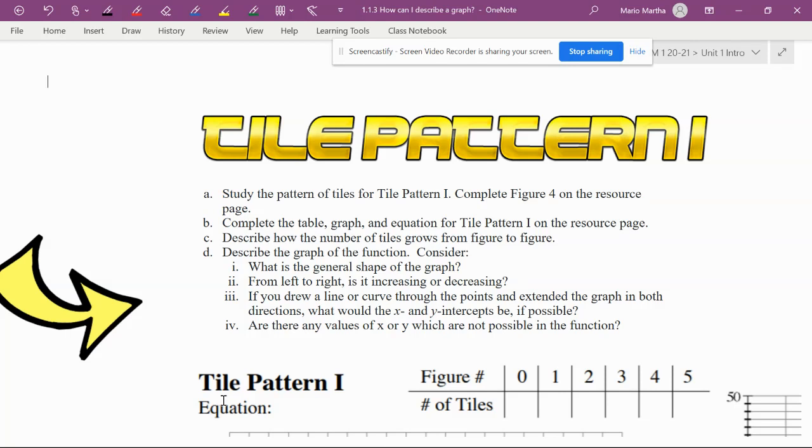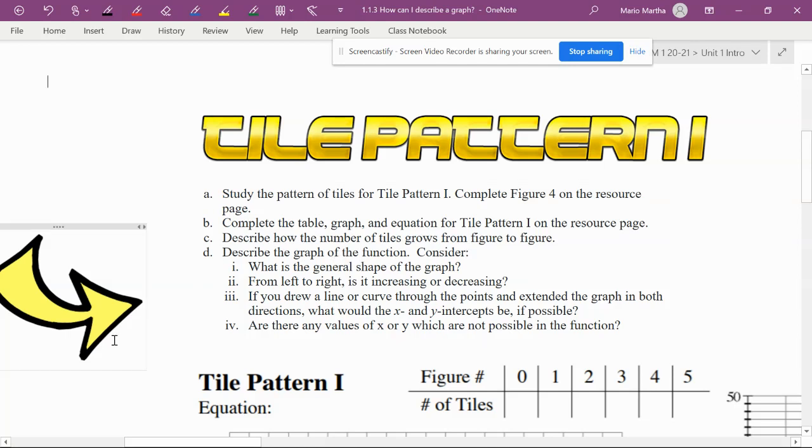On tile pattern number one, you're going to be doing the same thing for all four. First, study the pattern of tiles for pattern one and complete figure 4 on the resource page or in your own notebook. Complete the table, graph, and equation for tile pattern 1 on the resource page, again, or in your notebook. Describe how the number of tiles grows from figure to figure. Describe the graph of the function.